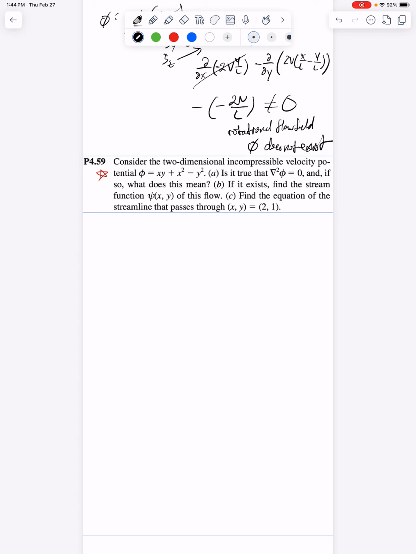Okay. In part A, essentially they're asking if the Laplacian of phi is equal to 0. That's the first term. And if so, what does that mean? The Laplacian is just the del operator squared applied to phi. You can think of it as a kind of double dot product. The way I see it is, it's del operator dot del phi.